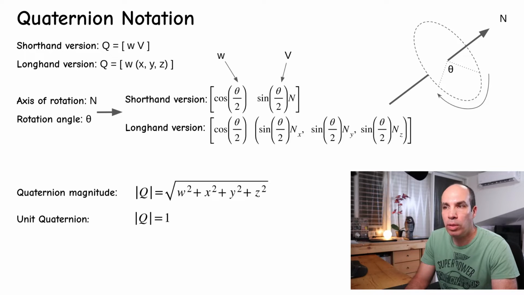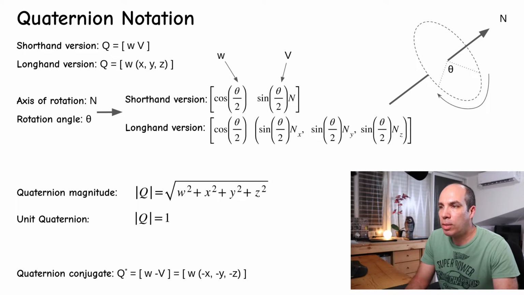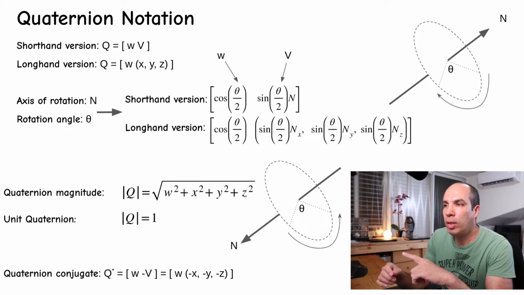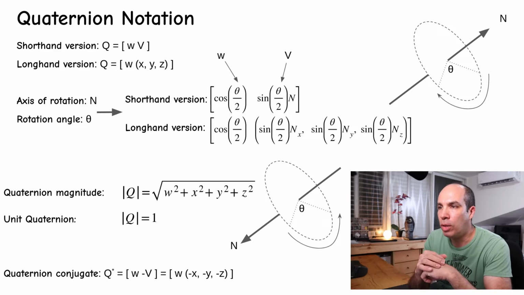Okay, so unit quaternions. Now let's define the quaternion conjugate as the quaternion that cancels the rotation of another quaternion. We denote this quaternion as Q star, and it is very easy to construct. We simply flip the direction of the V vector by negating it. So now, the same angle of rotation on the flipped vector will take us back to the original location.